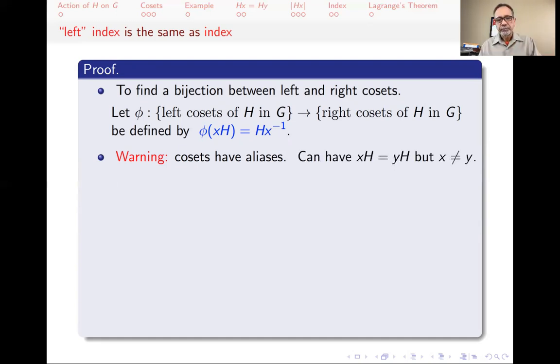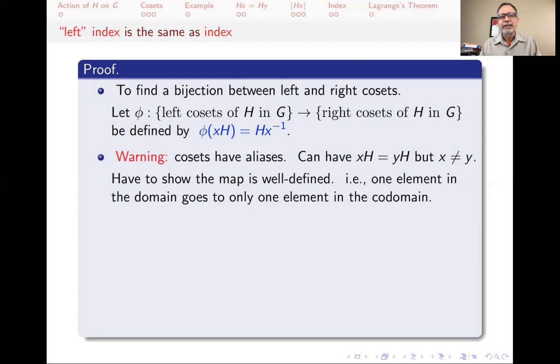Because what if tomorrow we forgot this name and we're using another name and we ended up somewhere else? It's possible that xh equals yh and x is not y. And because of that, we have to show that the map is well defined. What do I mean by that? Well, we have to show that one element in the domain does not go two different places. That's the definition of function. One thing cannot go to different places.